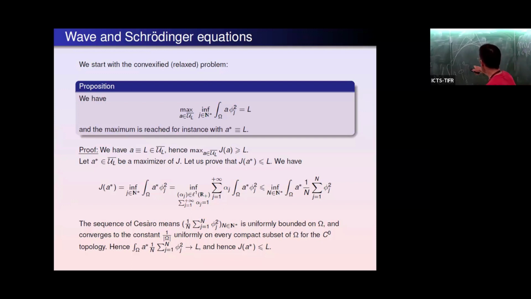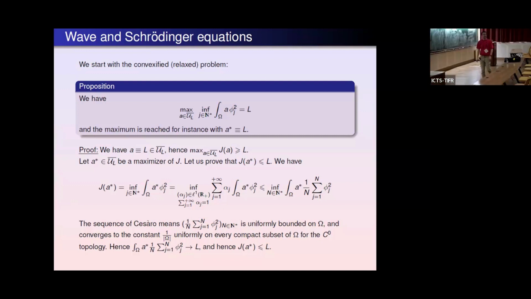So when you take A, which is constant equal to capital L, then of course you put the L outside of the integral. The integral of the phi j square is just equal to 1. And so you obtain J of A equal L, which is equal to L. So it gives you the fact that the maximum of J is greater than L. Obviously. Now let us prove the converse inequality.